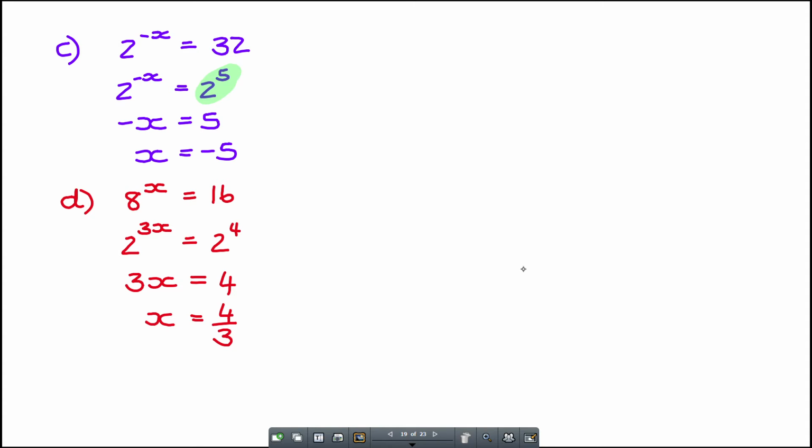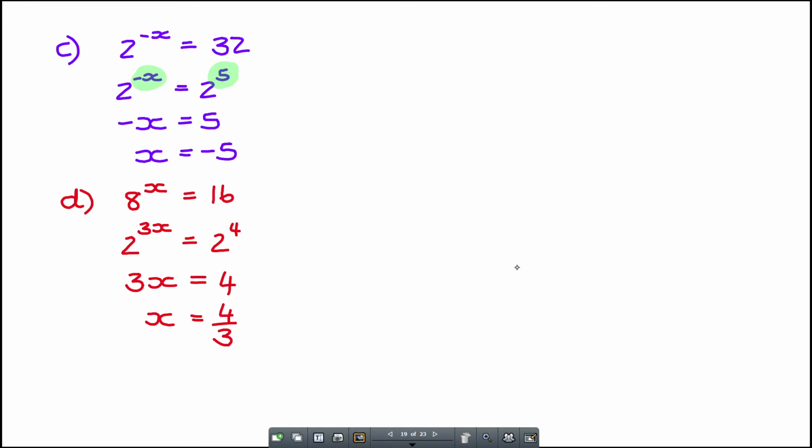Okay. Now you can see that over here my base is 2 and over there base is 2. So if base is the same, then we know we only have to look at exponents. So I take the minus x equal to 5. That's how I got here. Any questions up until there?